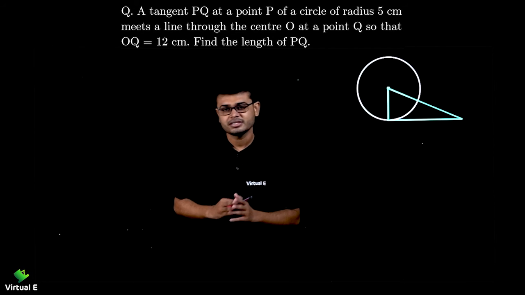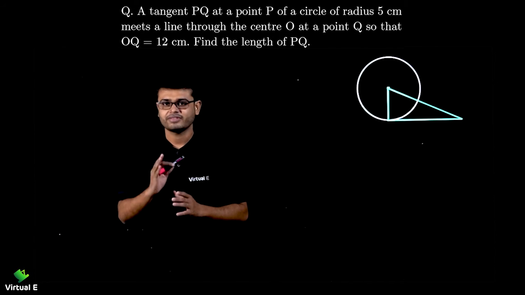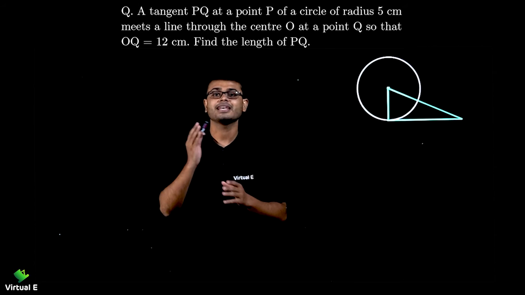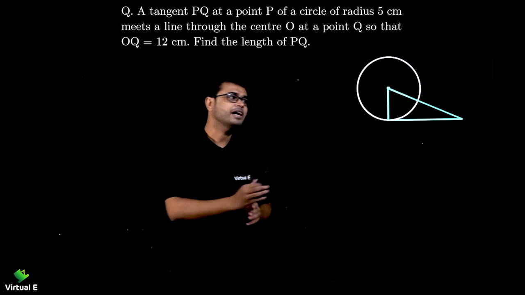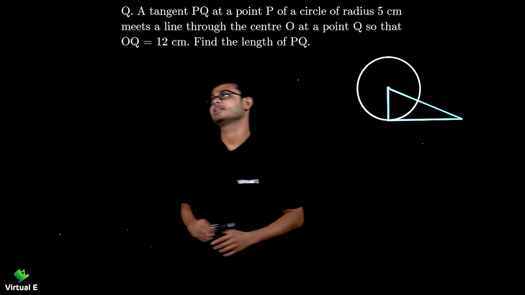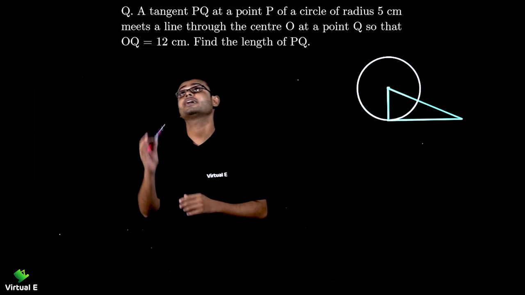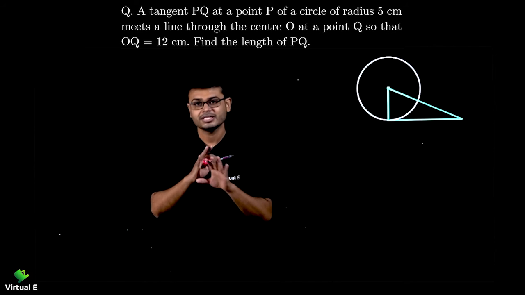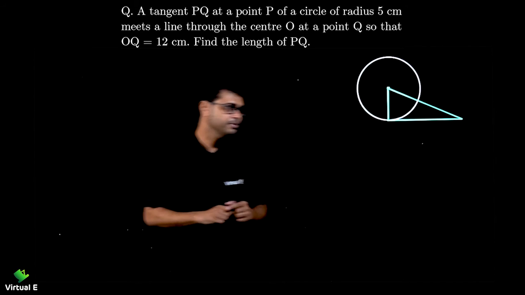Let's start numericals. We learned the concept of tangent, then the theorem, and now let's use that theorem to find a few values in the circle. Let's read the question first. A tangent PQ. Okay, so let's stop there. Tangent, what's the name? PQ.